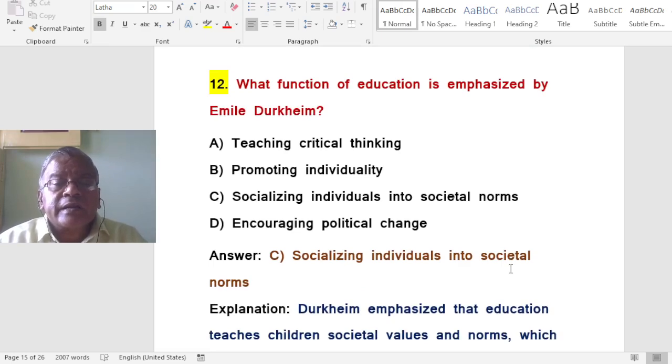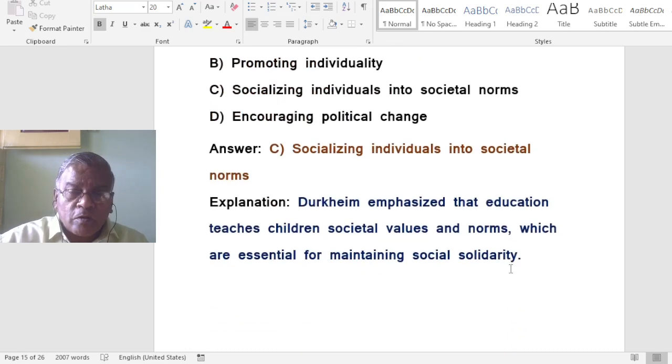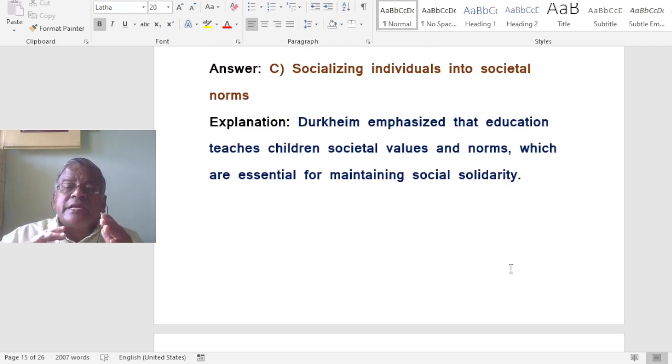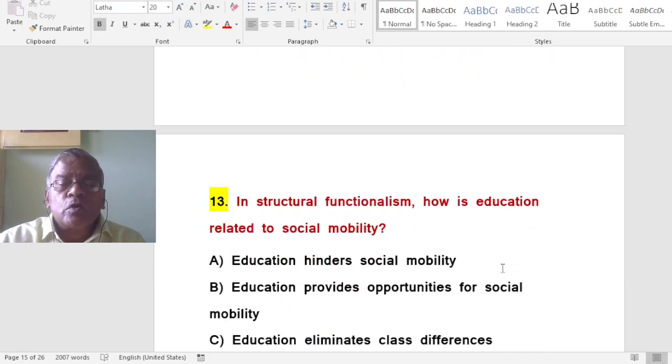What function of education is emphasized by Durkheim? Teaching critical thinking, promoting individuality, socializing individuals into societal norms, encouraging political change. Socializing individuals into societal norms. Durkheim emphasized that education teaches children societal values and norms, which are essential for maintaining social solidarity.